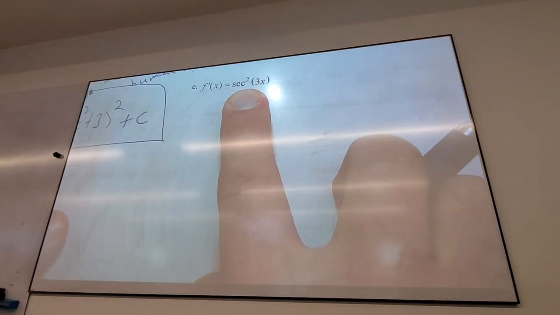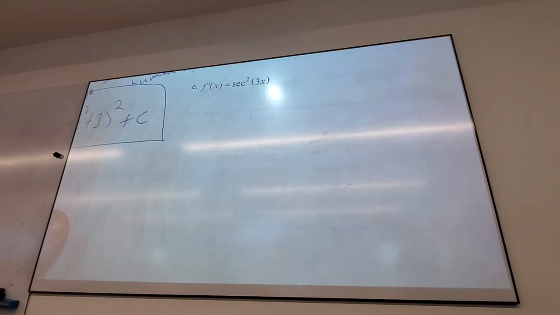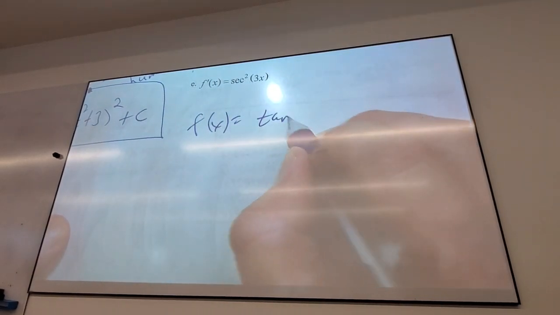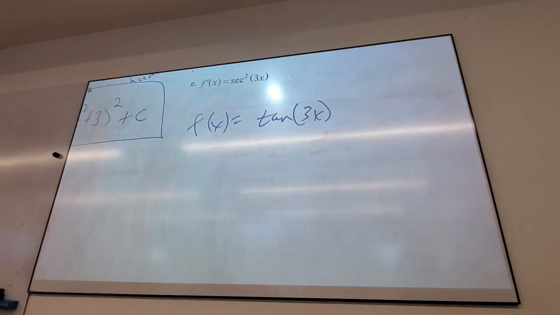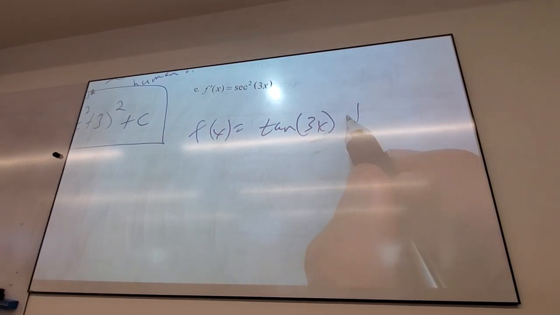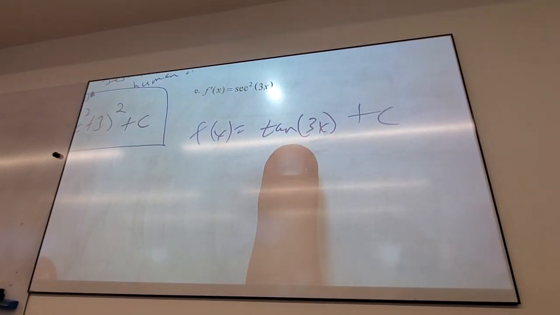This is secant squared. Where did it have to come from? I know part of my answer has to be tangent. I know the inside can't change through a derivative. It gets its own term separately, correct? But I know that this can't be the answer, not just because I didn't put a plus c, but why else can this not be the answer?